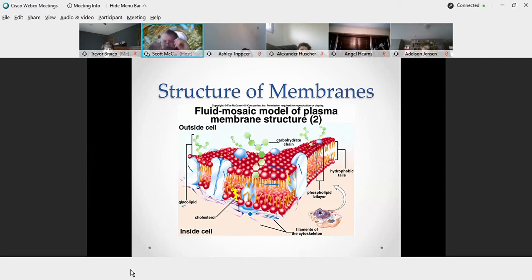If I ask you a test question of what is the membrane composed of, you would tell me phospholipid bilayer. You would tell me different proteins, and you would tell me cholesterol. See the little yellow guys that are in there? Cholesterol is in there to make it so it's not too rigid.